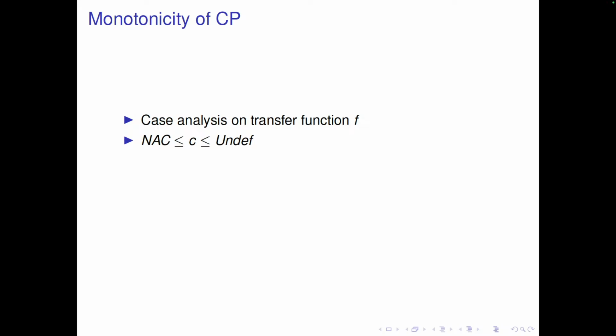Now x is marked not a constant. This is where monotonicity comes into the picture. Once x is marked not a constant, it will not change. Monotonicity of flow functions will guarantee that x will no longer change. x can never become constant next time. x can never become undef next time. So there are these guarantees which are given.